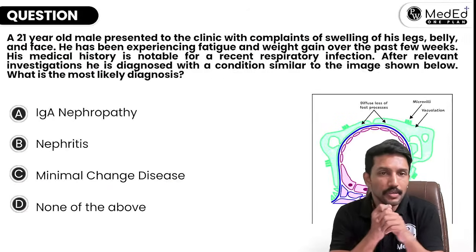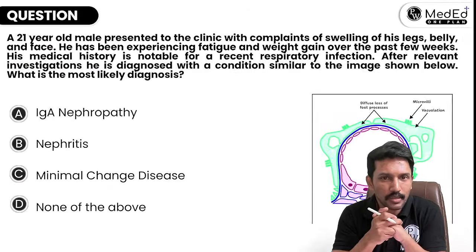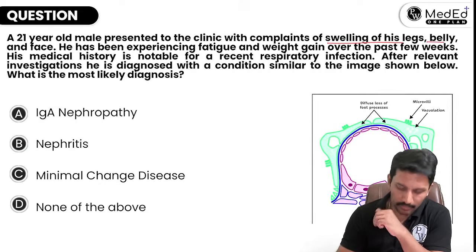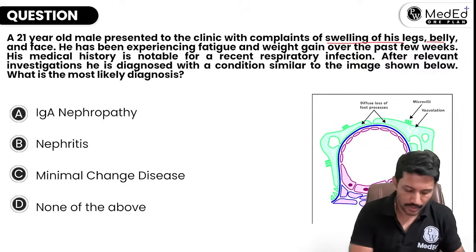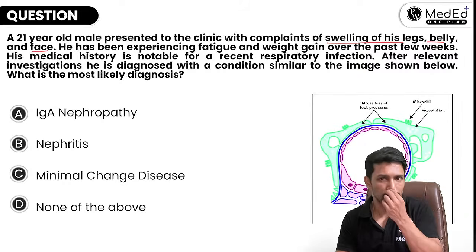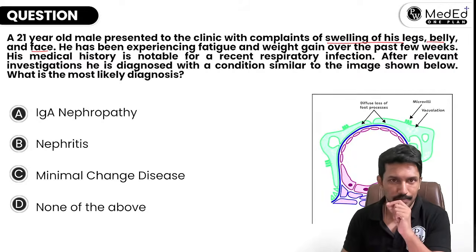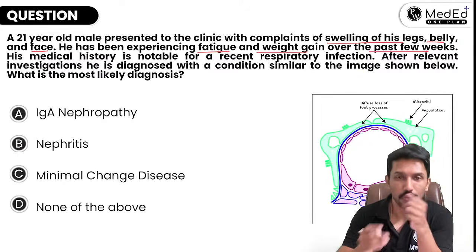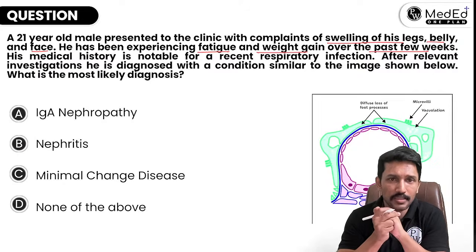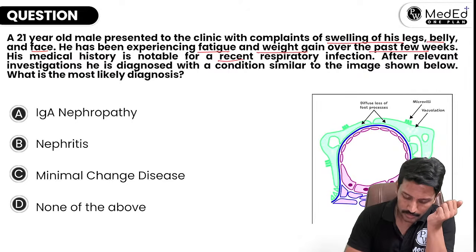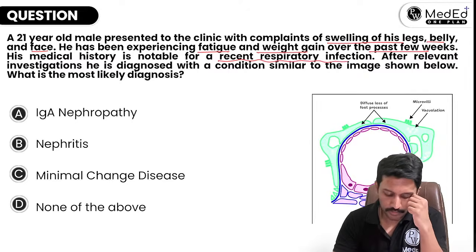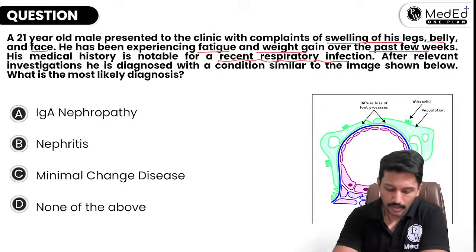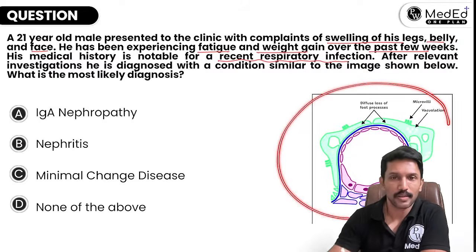Okay, next question. A 21-year-old male presented to the clinic with complaints of swelling of his legs. Belly swelling means basically ascites, and also face. His facial puffiness, pedal edema, and ascites. He has been experiencing fatigue and weight gain over the past few weeks. His medical history is notable for a recent respiratory infection, and after relevant investigation, he is diagnosed with a condition where you will have the pathology similar to the one shown in the image.